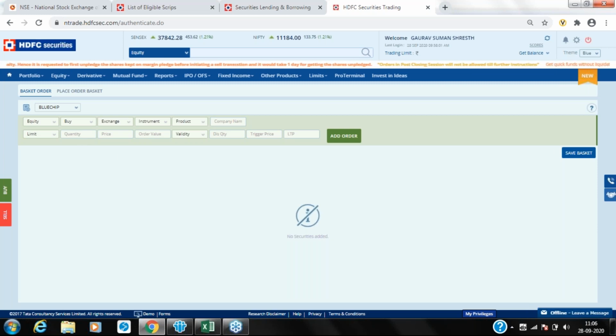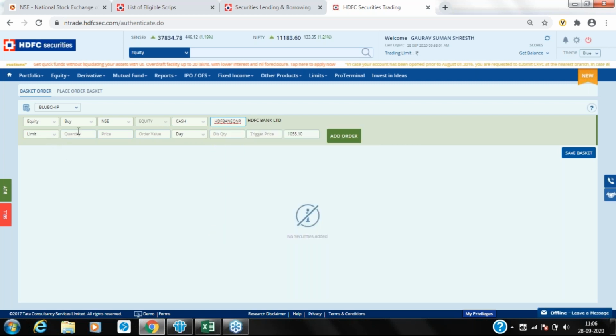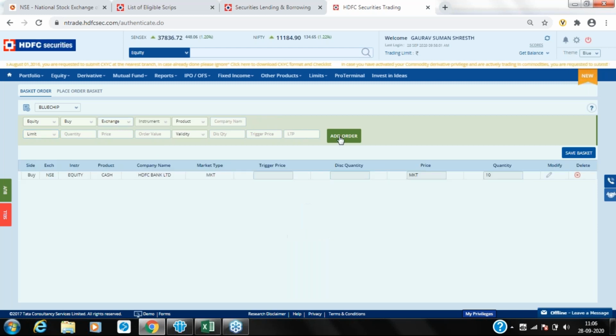Now, how to add a stock in a basket? Once you have created a basket, you have to simply select buy or sell. I am going with buy. You have to select the exchange. I am going with NSE. You have to select the product. I am going with cash, and enter the company name. I'm going with HDFC Bank. First of all, limit or market, whatever price you want. I'm going with limit, 10 quantity. Since I've selected market, by default the rate has come up. I have to click on add order. So you can see HDFC Bank has been added.